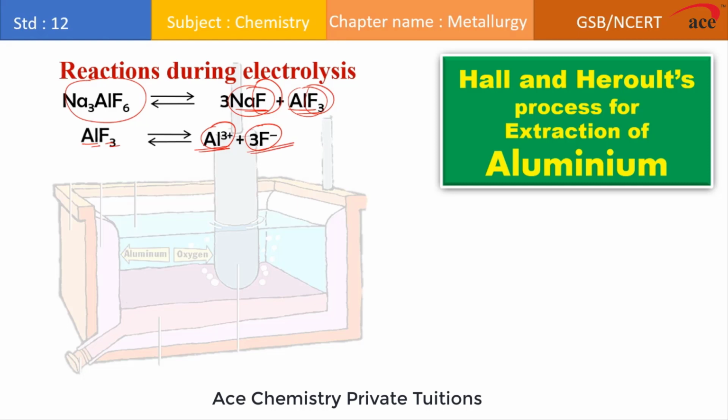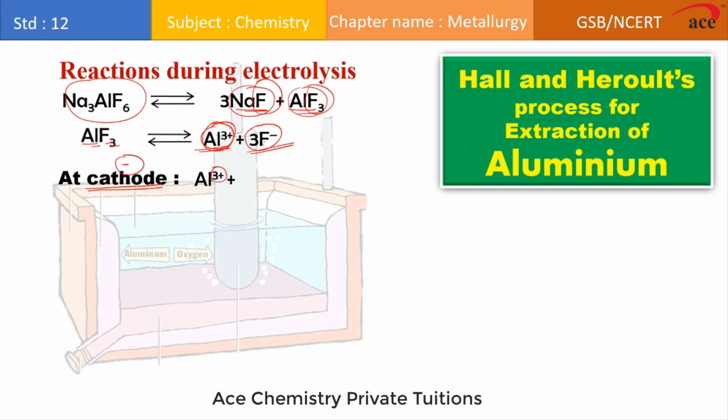Now these cations and anions which are present in this electrolytic cell get discharged at their respective electrodes. When we talk about the cathode, we know that the cathode has negative charge and it is responsible for reduction. Being negatively charged, it is going to attract positively charged ions. So the positively charged ion which is present is what? Al3+. Check the charge of Al3+, and the cathode is responsible for what? Reduction.